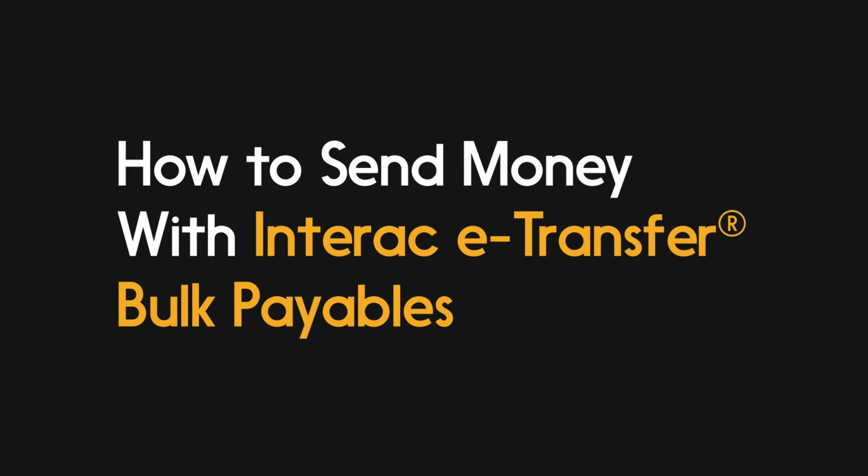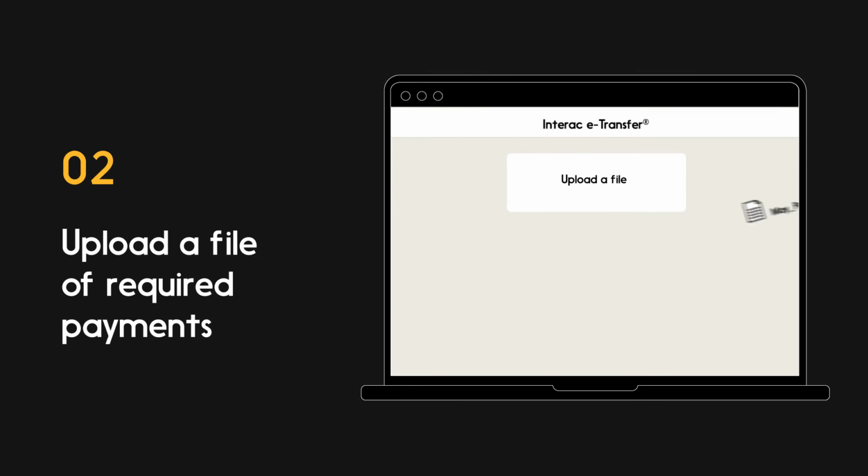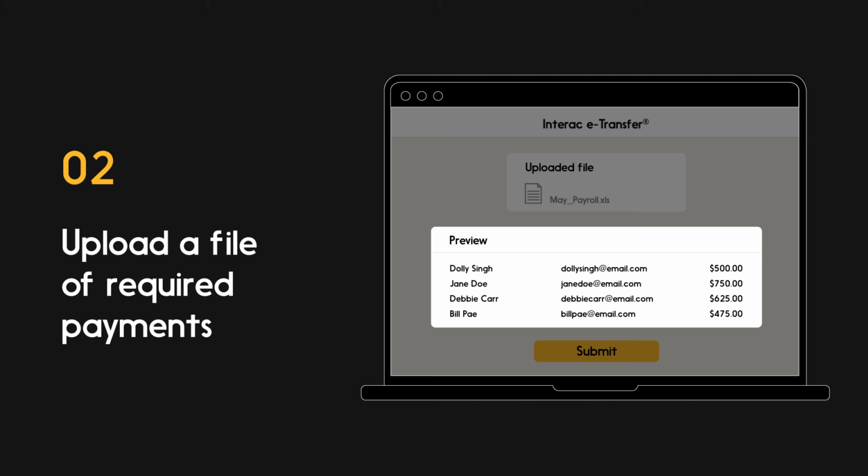Let's review how to use Interac eTransfer Bulk Payables. Sign in to your online banking service. Upload a file with the required information. This includes the amount being paid, the recipient's name, and either their email address, phone number, or account number.